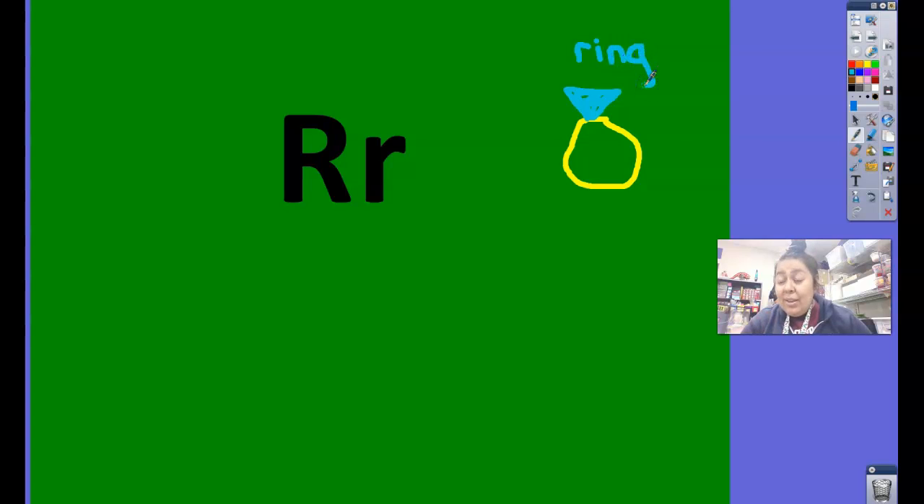I want you to think of one more word that makes the r sound. Can you think of a word that starts with r? Because we're working on letter R.